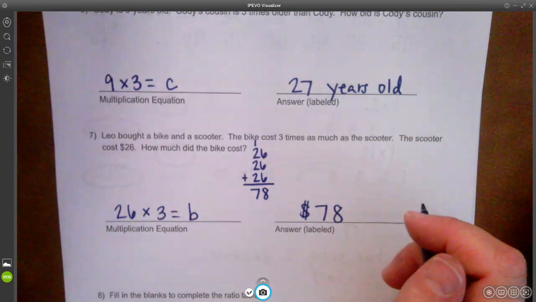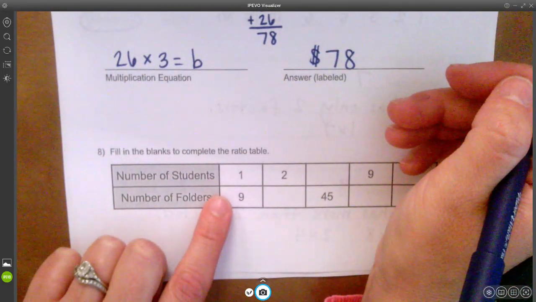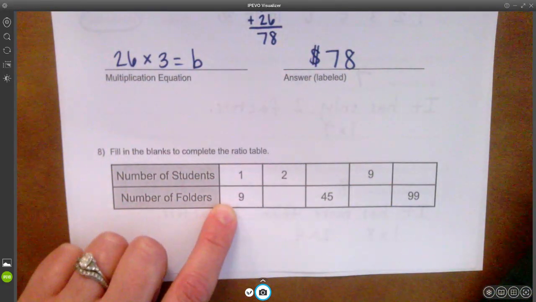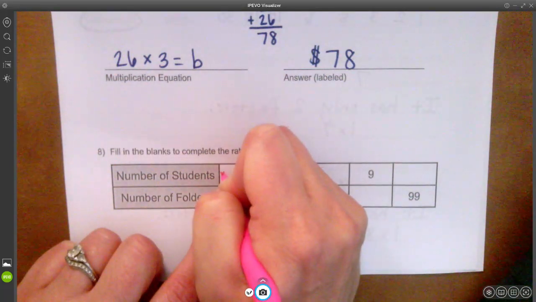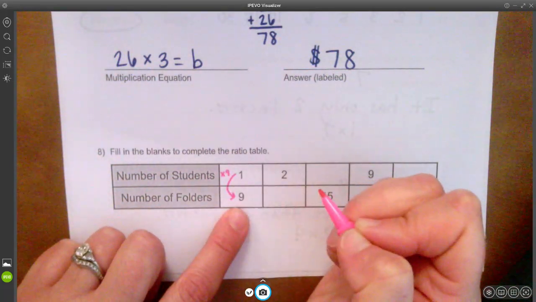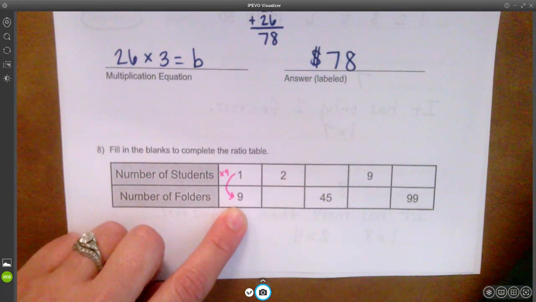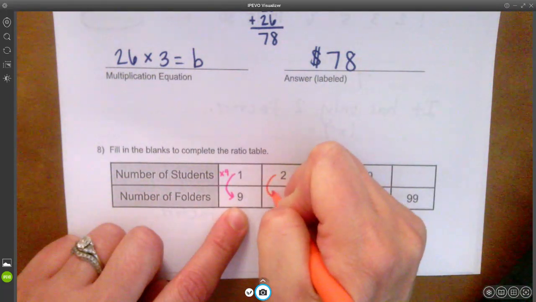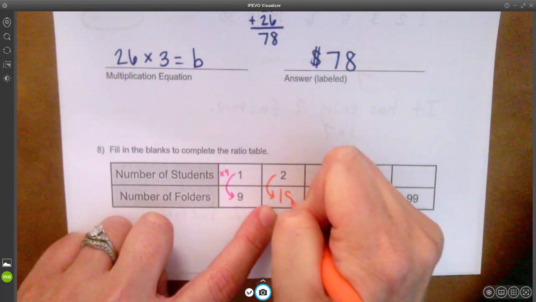All right, last one on this page is the ratio table. Look for the most important number. For every student, they need 9 folders. So again, if you take the top number and you multiply by 9, you will get the bottom number. So all of these answers could be found on the 9 monster in the classroom. Okay, so think to yourself, 1 times 9 is 9. 2 times 9, and draw those arrows if that seems to be helpful to your brain. 2 times 9 is 18.